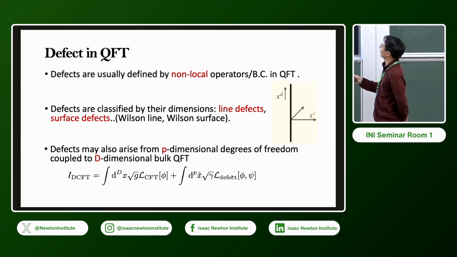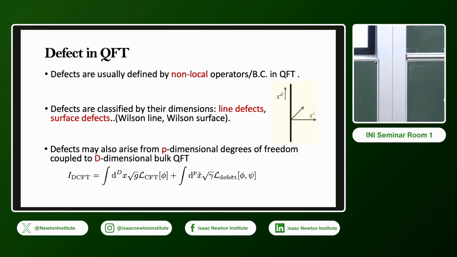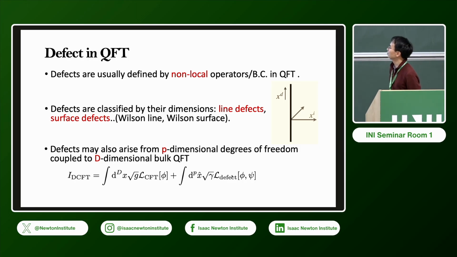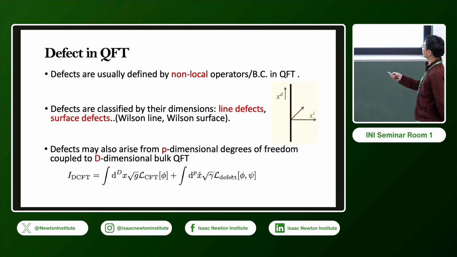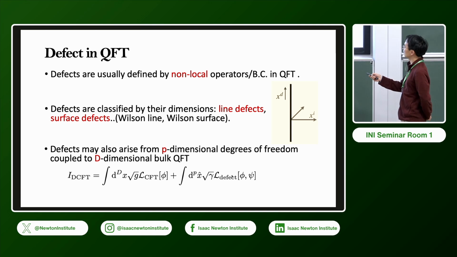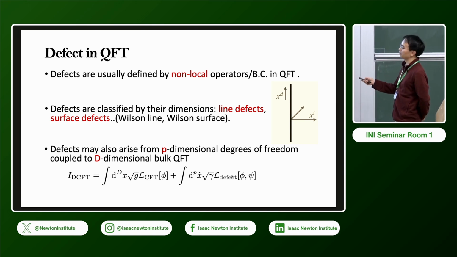For example, defects can appear in gauge theory. Defects can be classified by their dimensions. For example, you have line defects or surface defects in gauge theory, a Wilson line or Wilson surface. Defects may also arise from a slightly different point of view. For example, you think about some lower dimensional degrees of freedom coupled with a higher dimensional theory or higher dimensional fields. Then your theory might be written as a higher dimensional theory with these degrees of freedom located on this defect but coupled with each other.